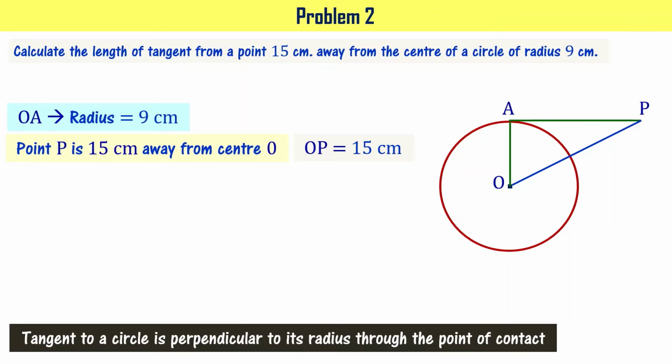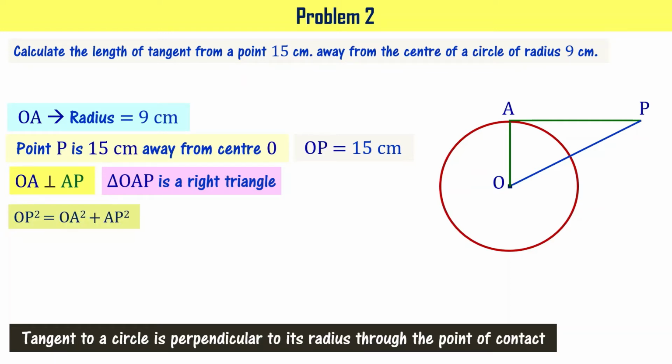We know that a tangent to a circle is perpendicular to its radius through the point of contact. It means OA, that is the radius, is perpendicular to the tangent, that is AP, right? OA is perpendicular to AP. It means triangle OAP is a right triangle and angle OAP equal to 90 degrees, right?